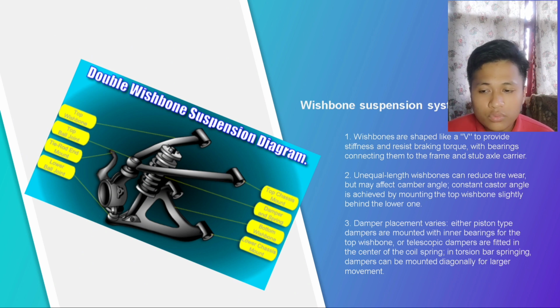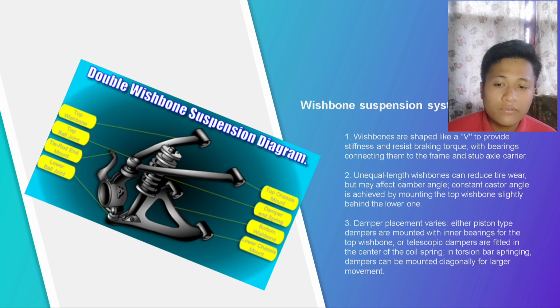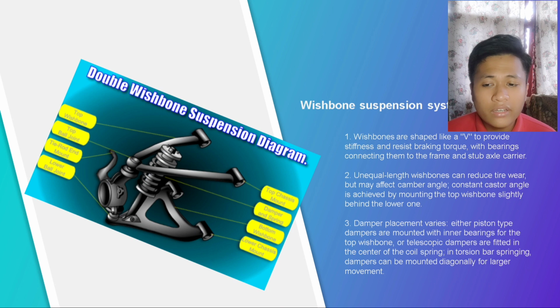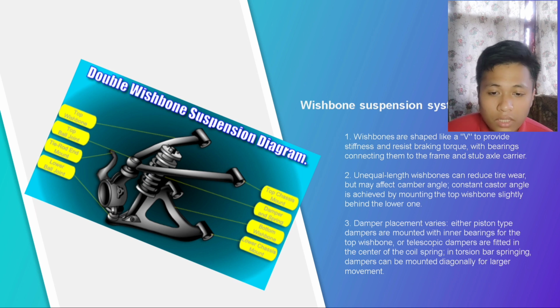Early designs used wishbones of equal lengths, but the track variation caused considerable tire wear. This can be reduced by using wishbones of unequal lengths, the longer one at the bottom, but change in camber angle will now have to be tolerated. A constant caster angle is achieved with this design by mounting the top wishbone slightly behind the lower one, in order to obtain the maximum wishbone length without restricting engine space.